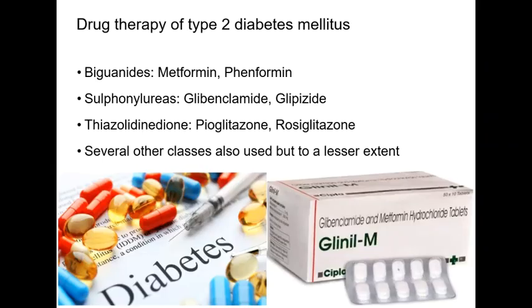For type 2 diabetes, there is no insulin deficiency, or there is little insulin deficiency, but there is insulin resistance, meaning insulin is there but it cannot act on the receptors, or even if it can bind to its receptors, glucose uptake does not happen. In this case, we give oral hypoglycemic agents. There are biguanides like metformin and fenformin, sulfonylureas like glibenclamide and glipizide, and thiazolidinediones like pioglitazone and rosiglitazone. There are several other classes which are also used, but to a relatively lesser extent.